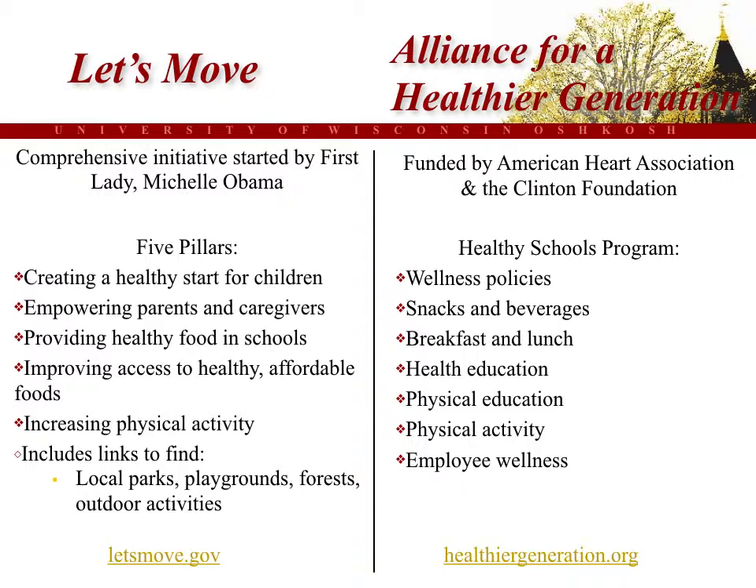The American Heart Association and the Clinton Foundation have partnered up to fund the Alliance for a Healthier Generation. The Alliance has a Healthy Schools program that provides enrolled schools with best practices to improve the overall health of their school. Included in this program is information about healthy food choices, physical activity, health education, staff wellness, and more. You can go to their website at www.healthiergeneration.org and click on any state within the U.S. to see state-specific obesity rates, as well as schools enrolled in the Healthy Schools program.